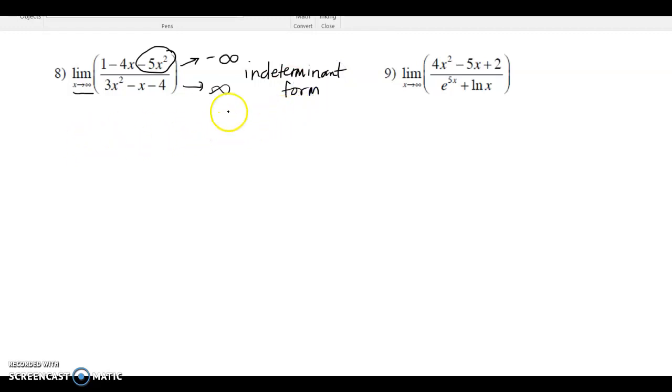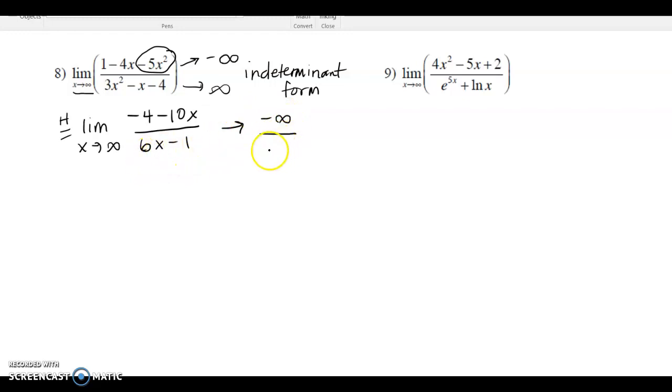Which means I get to use L'Hopital's rule, which makes me very happy. And so I'm going to take the derivative of the top and the derivative of the bottom. So negative 4 minus 10x over 6x minus 1. And then I evaluate that as x approaches infinity as well. And so what I notice here is if x is approaching infinity, my numerator is going to approach negative infinity. So negative 10 times a really big number is going to be a large negative number.